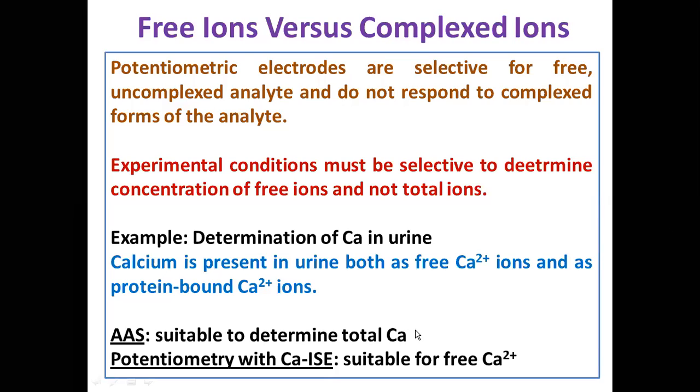Or what are the total number of atoms left over in the ground state will be measured. Therefore, total calcium can be determined by AAS. But by potentiometry, by using calcium ion selective electrode, only free calcium can be measured. So potentiometry is limited only for the determination of analytes in their free states, not in the complex states. If the analyte is present in the complex form, potentiometry is not selective. It is selective only for the determination of analytes whenever they are present in free states.